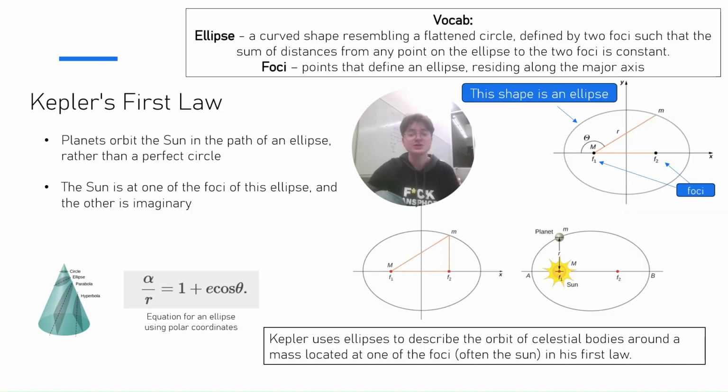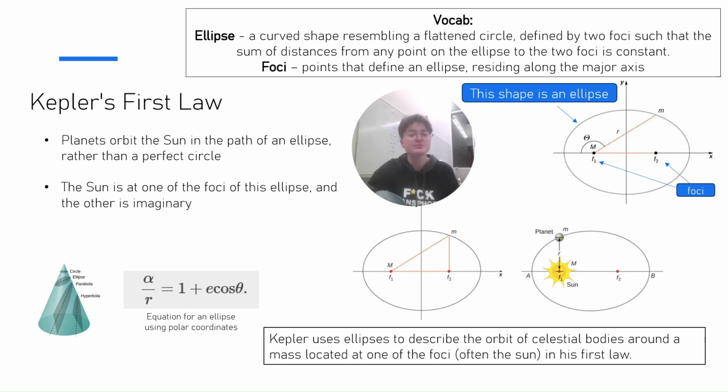So Kepler's first law, more in depth, let's start off with some vocabulary. An ellipse is the shape you can see in these three oval shapes here, which is a curved shape that resembles a flattened circle, kind of an oval, defined by two foci, such that the sum of the distances from any point on the ellipse to the two foci is constant. Here you can see I labeled a diagram in the upper right, labeling the foci and the ellipse, where the foci are points that define an ellipse, residing on the major axis.